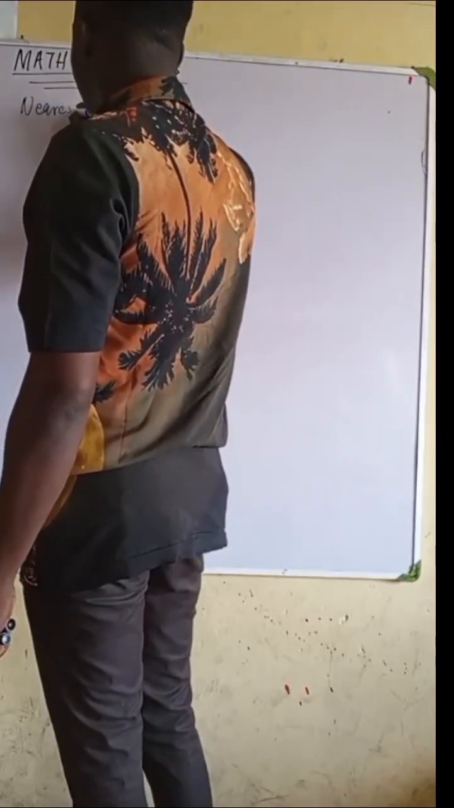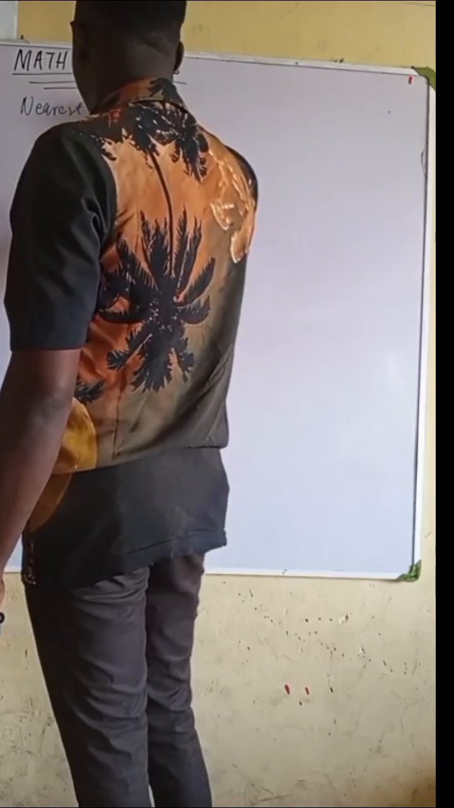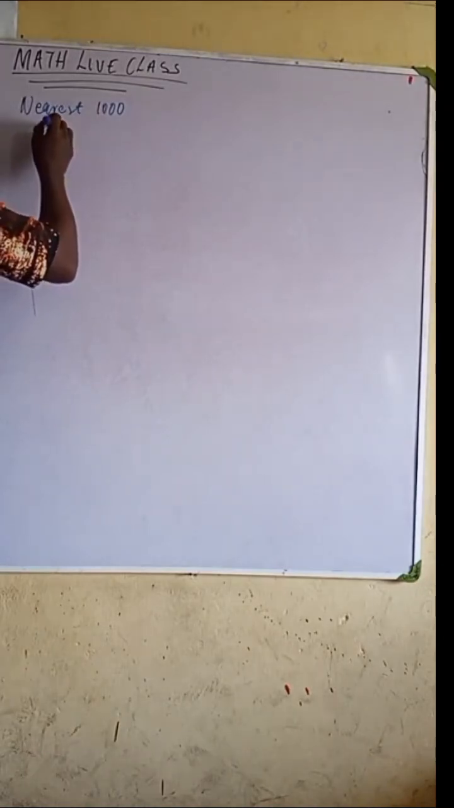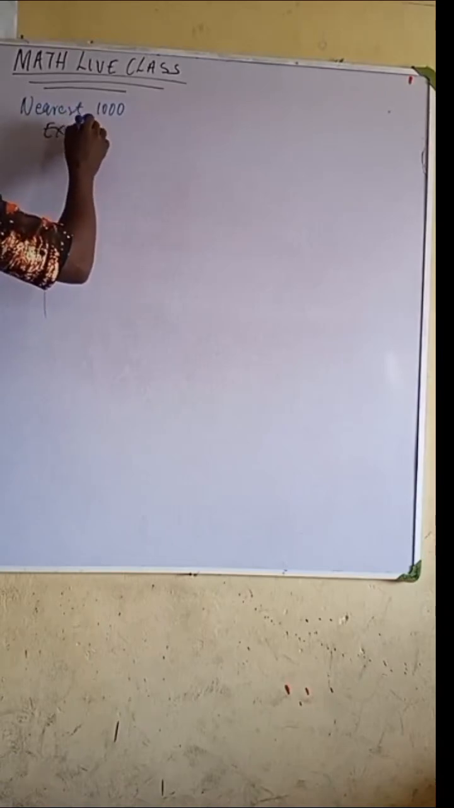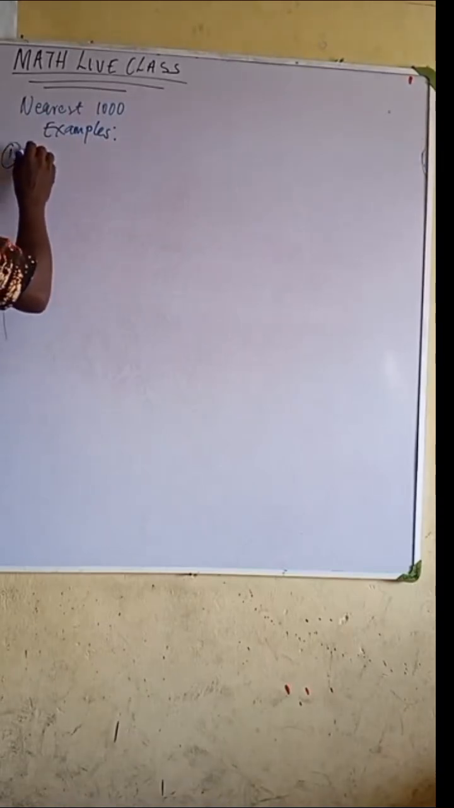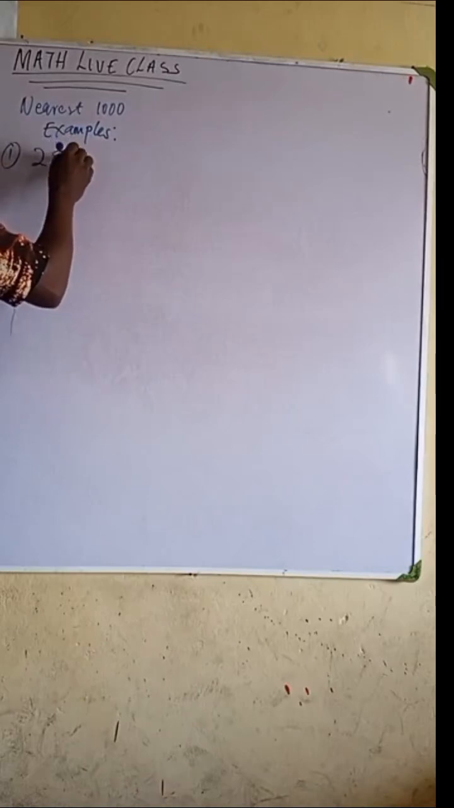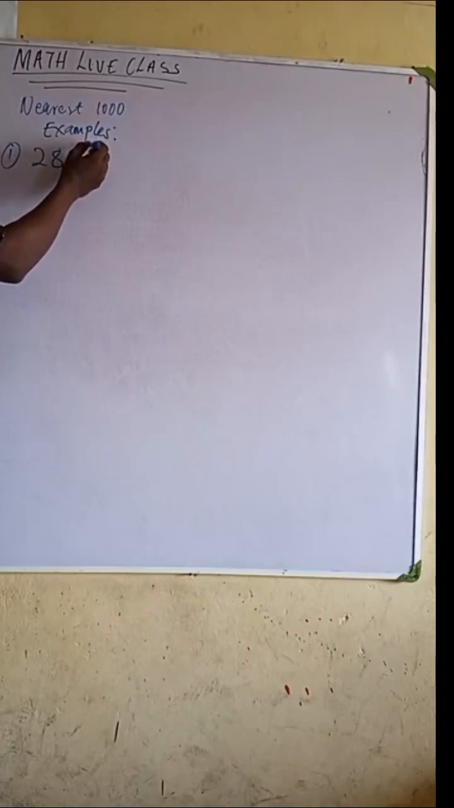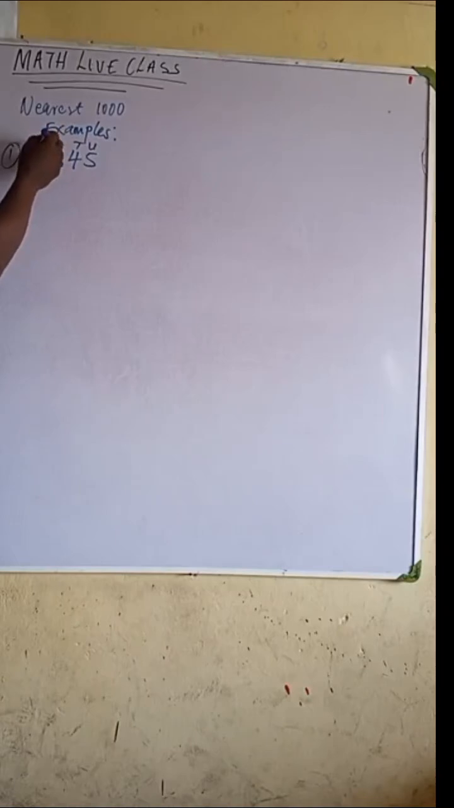So let's look at this. Nearest 1,000. So how do we round up numbers to the nearest 1,000? Whole numbers. For example, we have here the number 2845. Now looking at this, this is units, this is tens, this is 100, and this is 1,000.